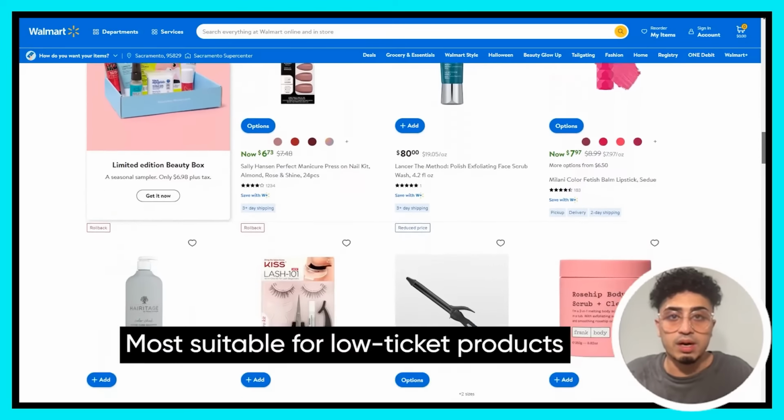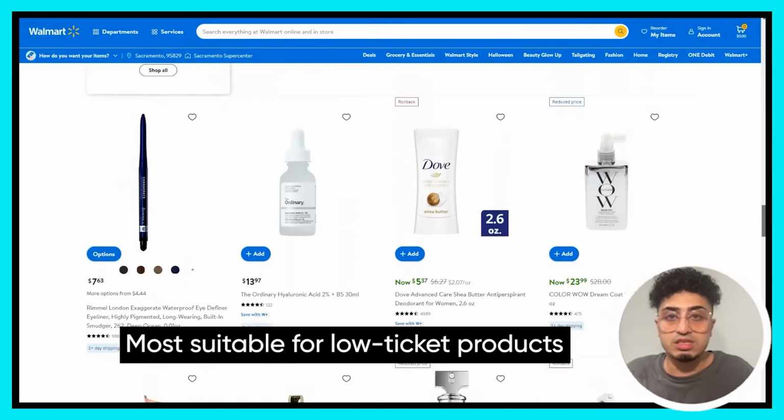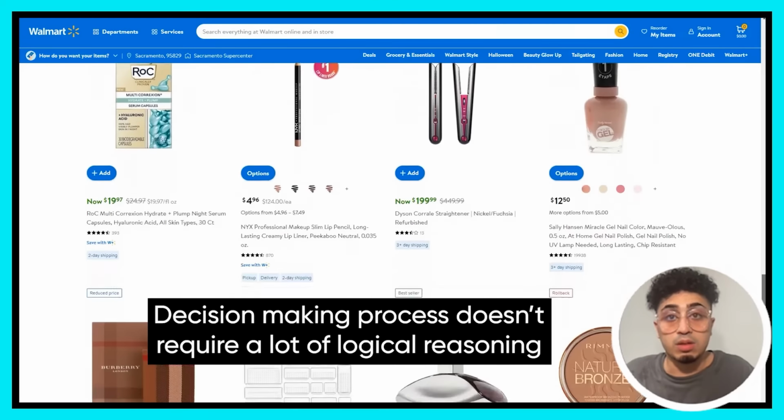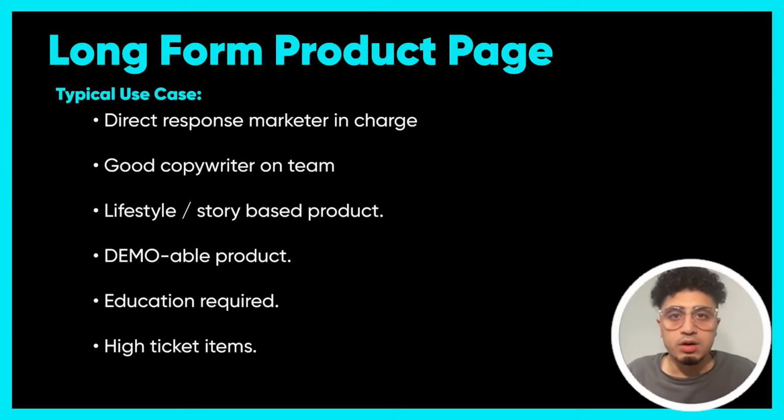And that is why this, again, is most suitable for low ticket products where the decision-making process doesn't require a lot of logical reasoning. It's more so on the emotional side, and low ticket usually does sway towards impulse purchase. So the second type of layout you can select from is long form product pages.